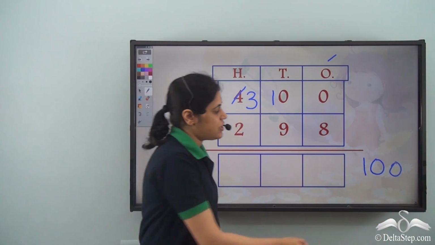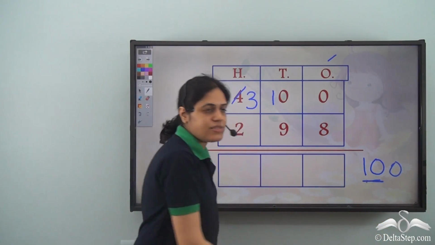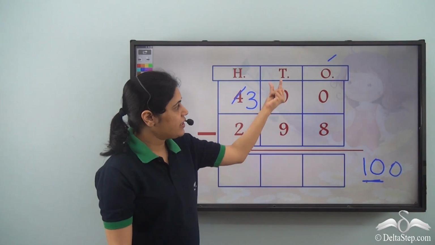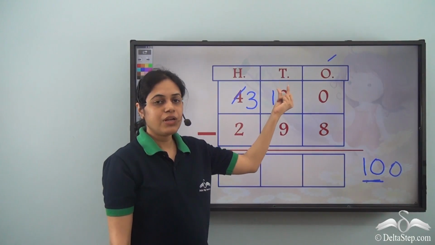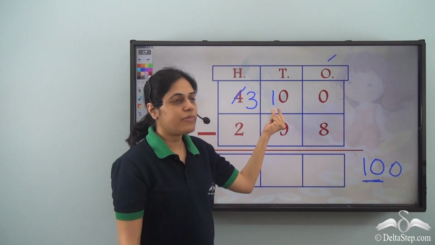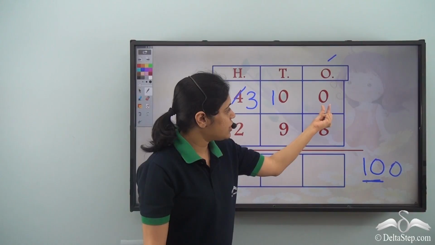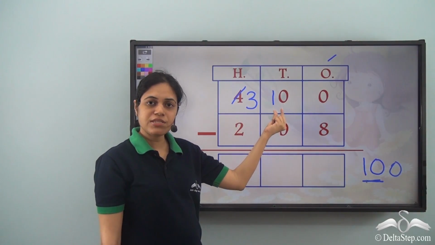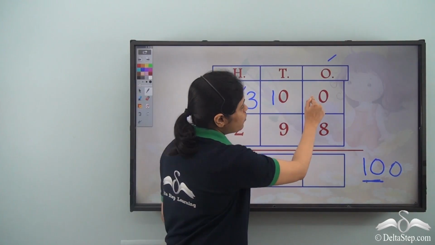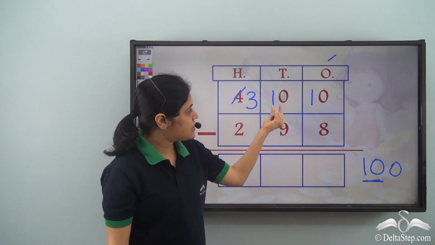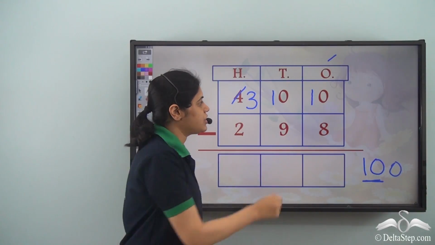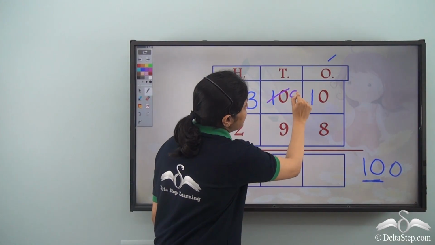1 hundred is also 10 tens. So I have 10 in the tens room because this means 10 tens. Now this number is 10. So this 0 can now borrow from this. So this 0 borrows 1 and becomes 10. And since this 10 has given 1 to this 0, it becomes 9.